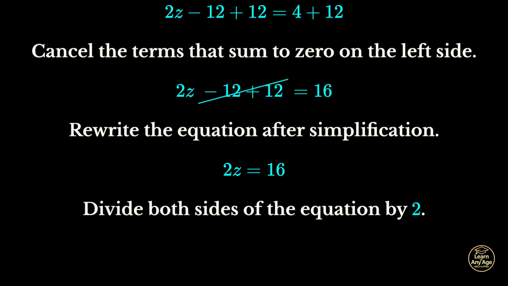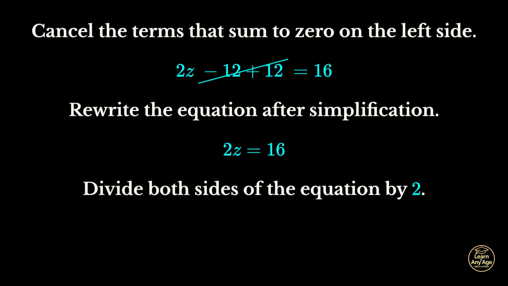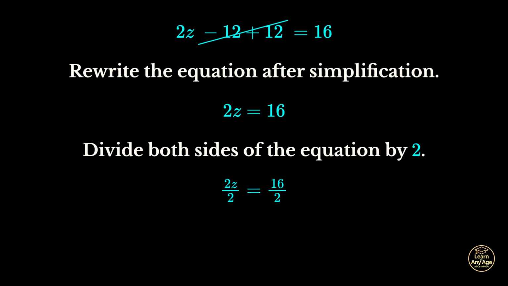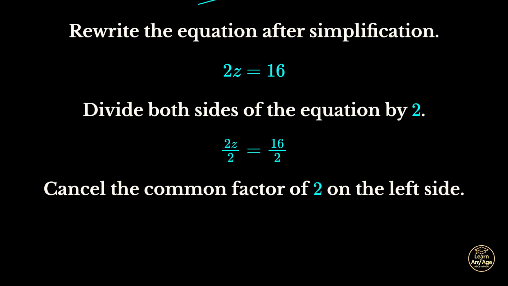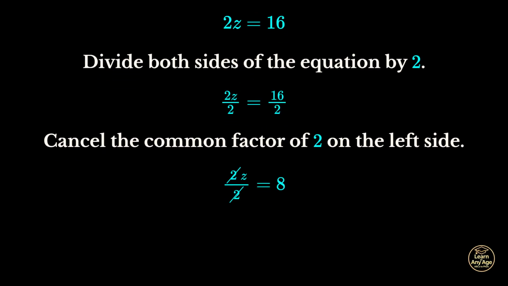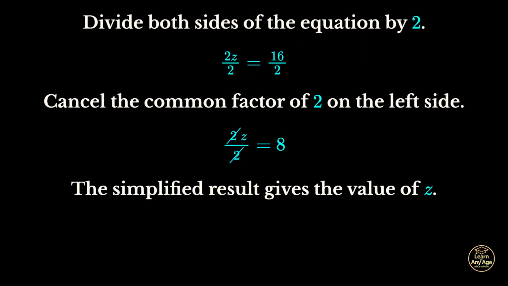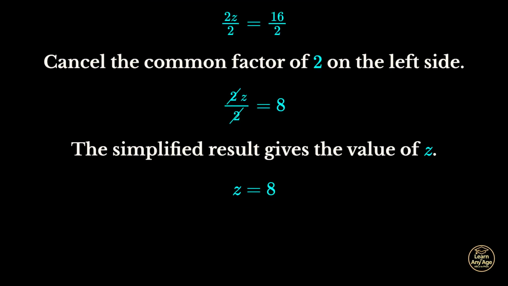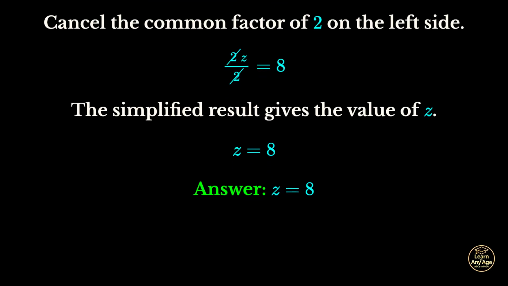2z equals 16. Divide both sides of the equation by 2. 2z over 2 equals 16 over 2. Cancel the common factor of 2 on the left side. 2 cancelled out, z over 2 cancelled out equals 8. The simplified result gives the value of z. z equals 8. Answer, z equals 8.